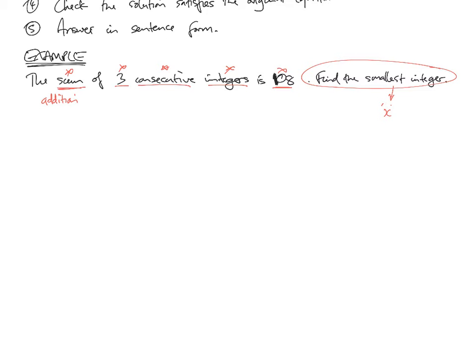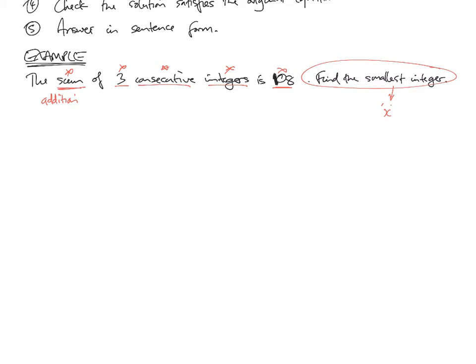So if my smallest integer is x, and I've got 3 consecutive integers, so 3 whole numbers one after the other, well, let's say my smallest integer was 1. What's the next consecutive integer? 2. Okay, what's the next integer after that? 3. How could I express those 3 integers in terms of a variable? Well, if 1 was x, for example, well, 2 would be x plus 1, and 3 would be x plus 2. Okay, so we can apply that same theory here.